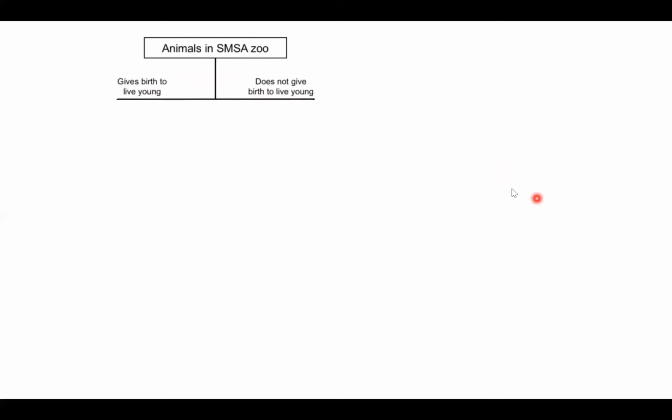So you can arrange them into animals that give birth to live young and animals that do not give birth to live young. So the animal that gives birth to live young, that is the kangaroo. So give birth to live young means the animal yang beranak, yang ada anak, and does not give birth to live young means that this animal does not beranak. Maybe ia bertelur ataupun yang lain-lain.